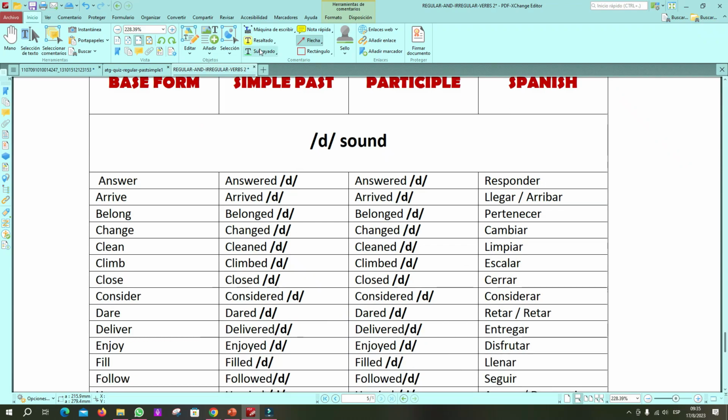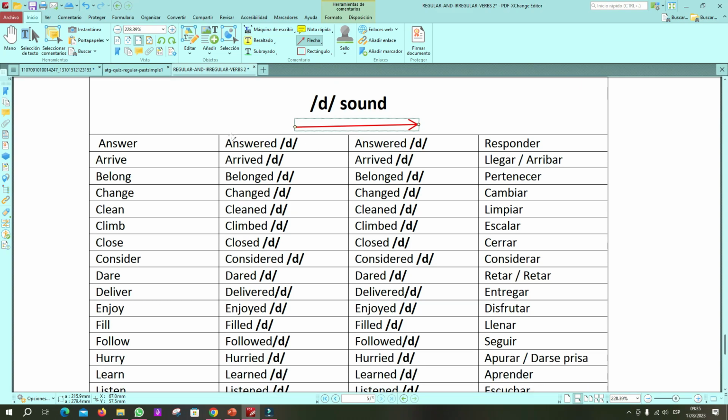Also, the ones that you're going to pronounce with the D sound, like answered, right? Arrive, arrived, belong, belonged, change, changed. That is like cleaned, climbed, closed. Este me dice teacher, pero ese es S. Ajá, pero ¿cuál es la pronunciación de close? ¿Es close or closed? That is like close, z, z. That is like z, the Z sound, right?